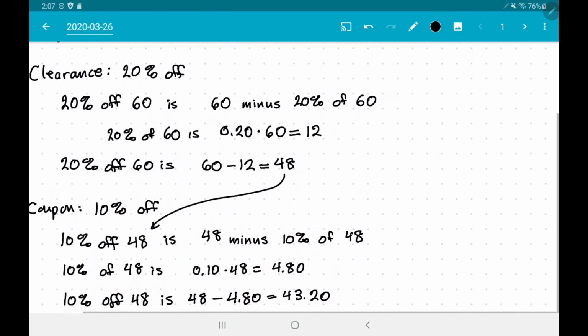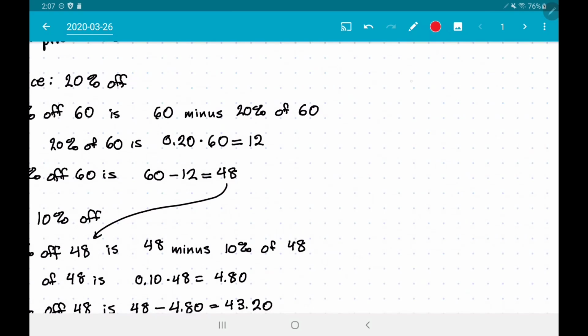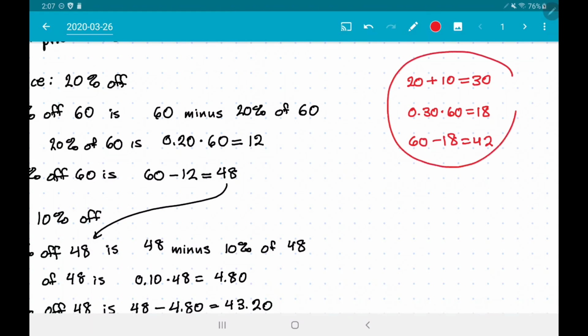Now, just so that it's clear, there's a calculation that we are not interested in, which would be to take the 20% plus the 10% coupon and get 30, and then do 30% of 60 to get 18, and then do 60 minus 18 to get 42. That would be the result of adding the rates of the two discounts together and then using that for one of these percent calculations. But as far as I know, no store ever does stacked coupons like that.